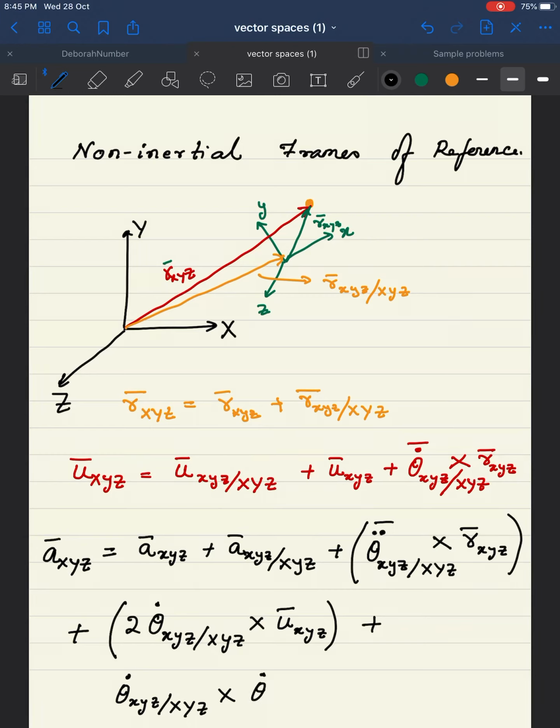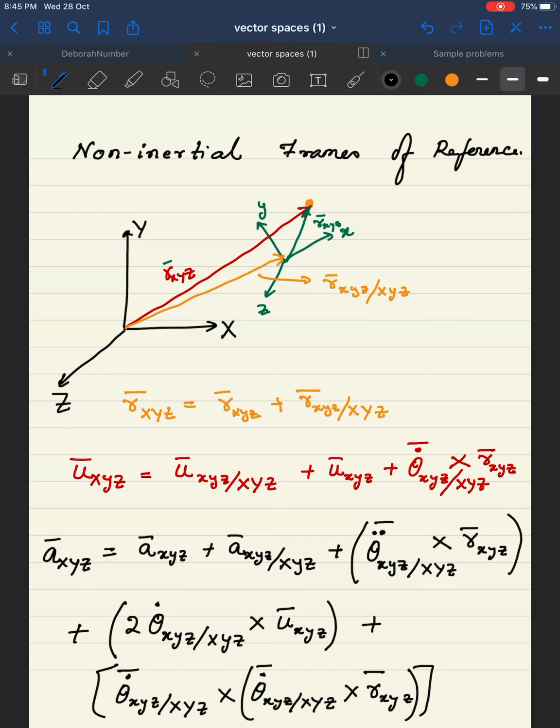Theta dot xyz, not divided by, sorry, with respect to r small x, small y, small z. Okay. And I mean, you can do it in any order you want. I just choose to place the brackets like that.